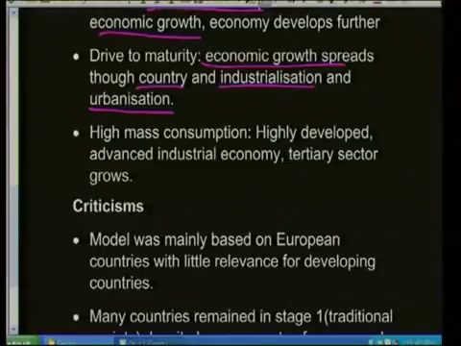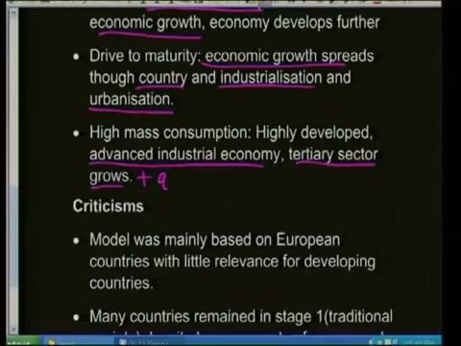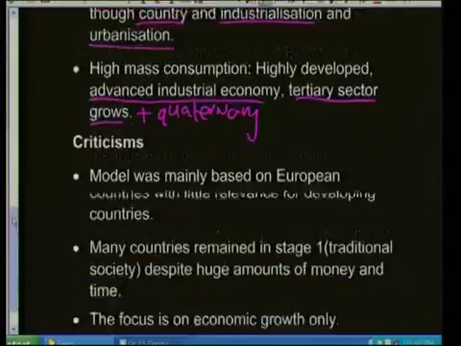High mass consumption, highly developed, advanced industrial economy, and our tertiary sector starts to grow. And in terms of that now, because we know that our sectors have developed, we can also add in here that the quaternary sector will predominantly start to grow as well. Okay? With any model in geography, there's going to be criticisms of that model. So in other words, they have this idealistic world and then they say, well, it's too idealistic and these are the reasons why.